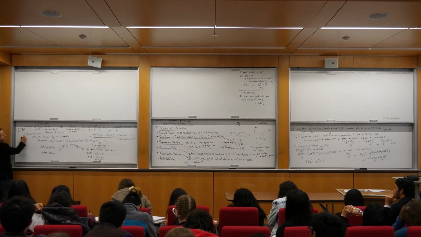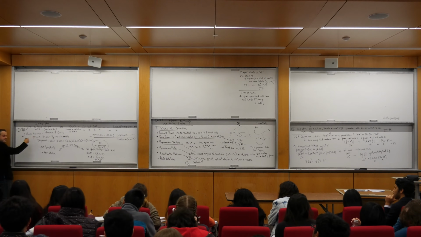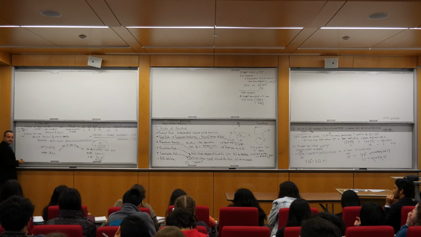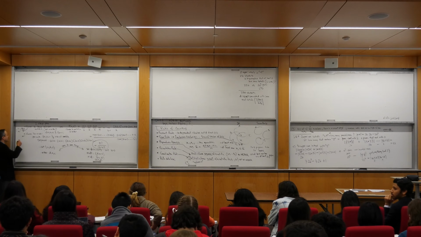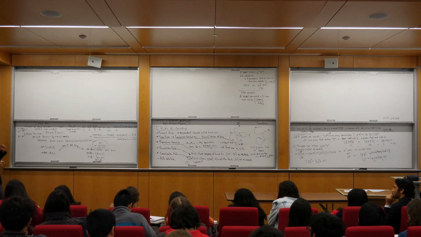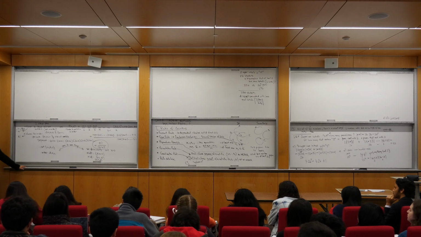And how many ways can I choose the order of k things? Now I have k things. How many possible orderings of those k things are there? Yes? K factorial. You guys look stunned. Is anything stunning happening here?